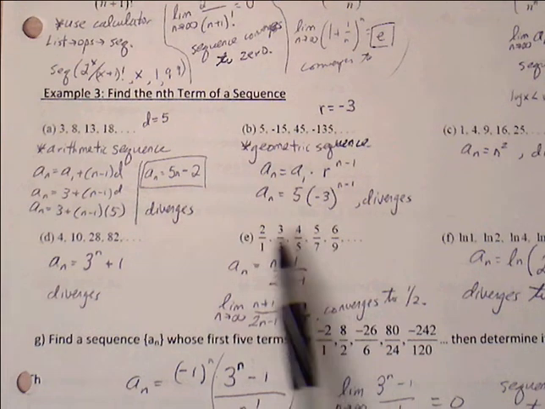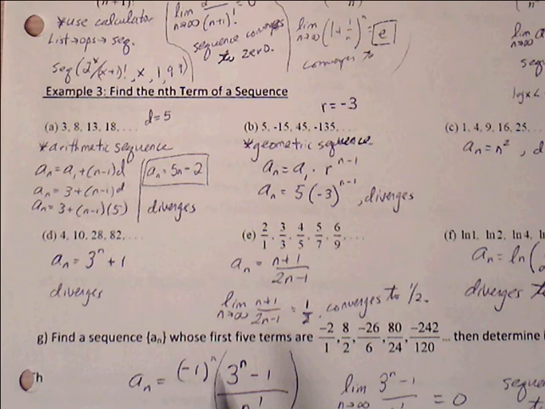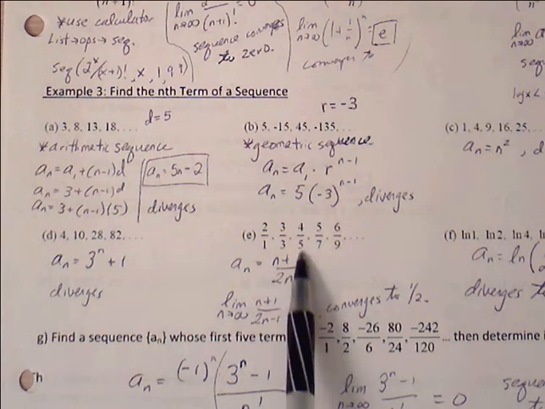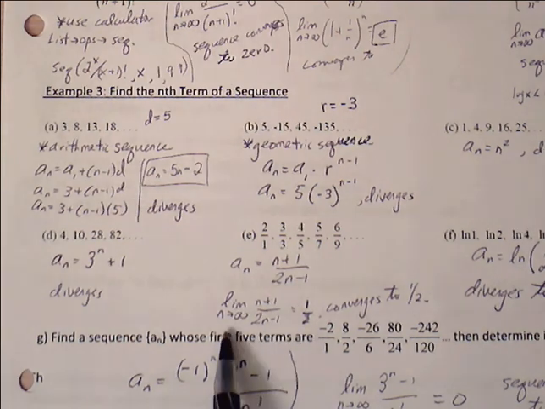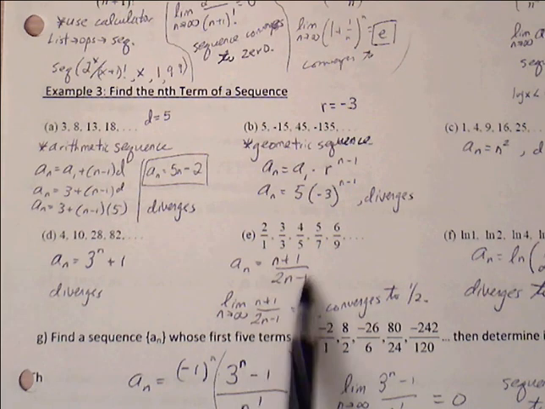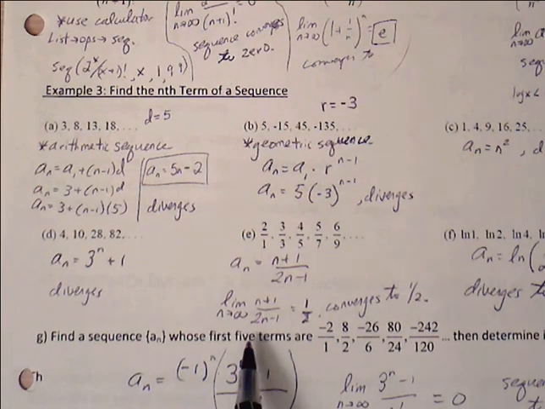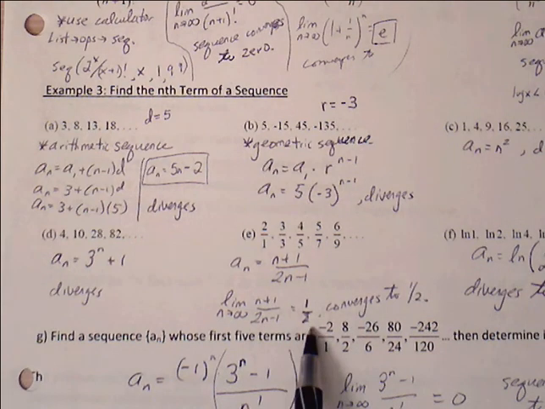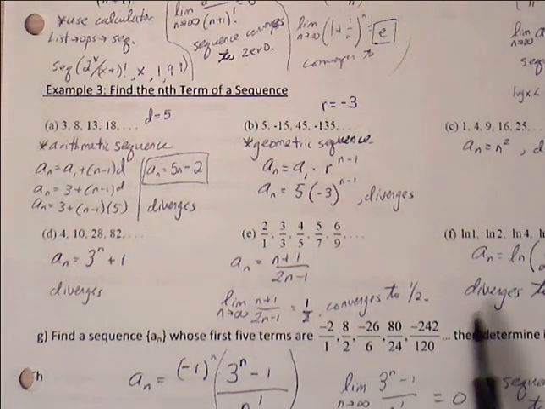Next one here, 2, 3, 4, 5, 6 in the numerator. Denominator is 1, 3, 5, 7, 9. We can set up a rule with the numerator being n plus 1, the denominator being 2n minus 1. And if we find the limit as n approaches infinity of our rule of sequence, the degrees are the same. We look at the ratio of the leading coefficients, we get 1/2. So limit is equal to 1/2, so our sequence simply converges to 1/2.